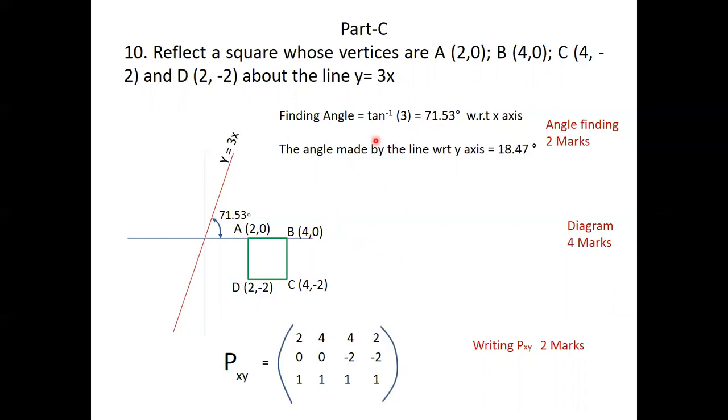Finding the angle: if you are revolving the line to coincide with the x-axis, it is 71.53. If you are coinciding the line with the y-axis, it will be 18.47. This carries 2 marks. Drawing the diagram carries 4 marks. If no diagram is drawn, you will be given 0 for this. Representing the vertices A, B, C, D by a matrix carries 2 marks. Here 2 0 1 will be A, 4 0 1 will be B. You can write them in any order, and writing the vertices in matrix form carries 2 marks.